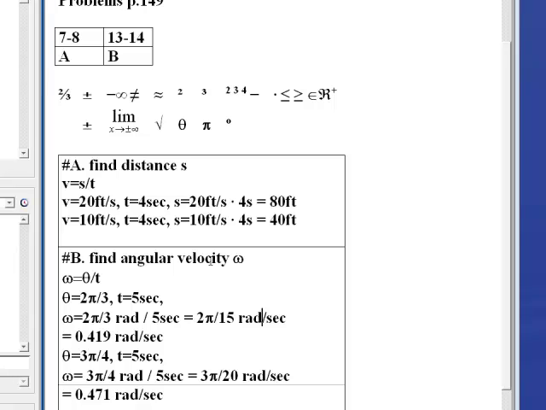So as I said, it's just a matter of plugging in the numbers, and of course you're familiar with that. And that was it for this problem section.